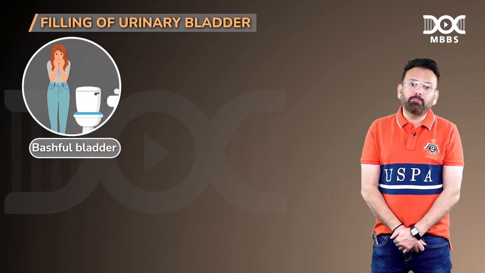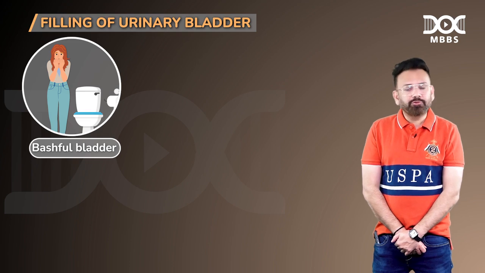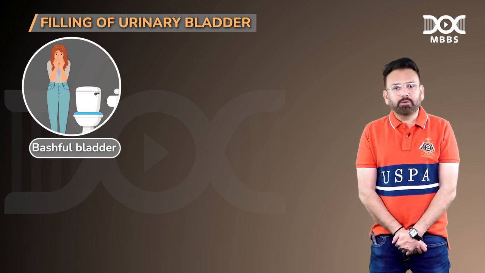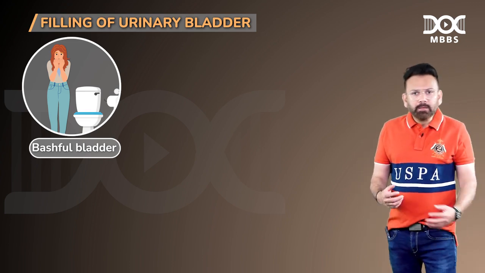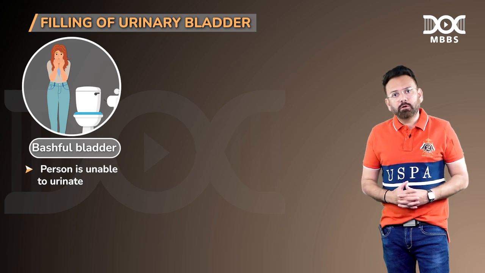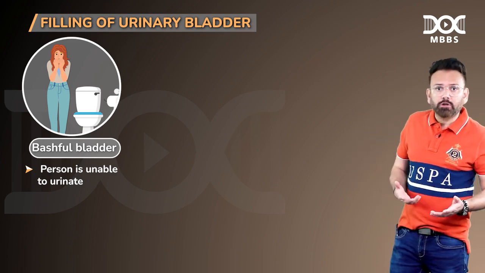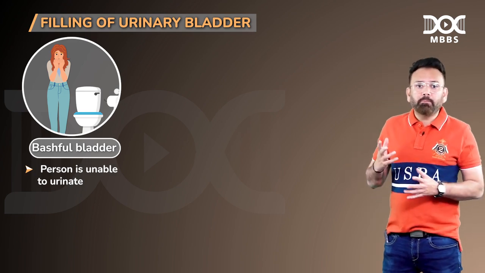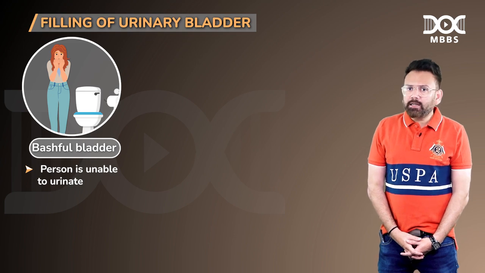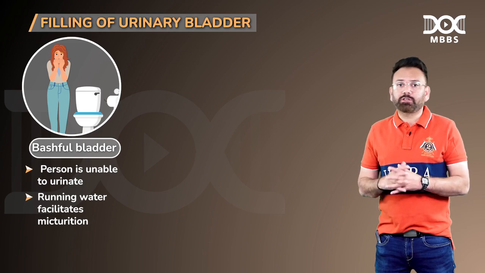What is bashful bladder? Bashful bladder, B-A-S-H-F-U-L, sometimes they ask in the viva. Okay, doctor, tell me bashful bladder. Sometimes a person is unable to urinate in the presence of other people. Despite conscious effort, he wants to urinate, but he cannot. So we say that he has bashful bladder. Okay, this is called bashful bladder, and it has been seen that running tap water facilitates micturition.